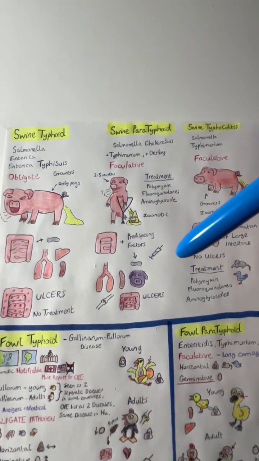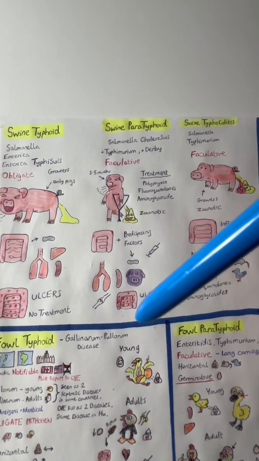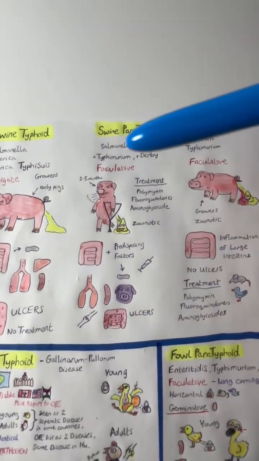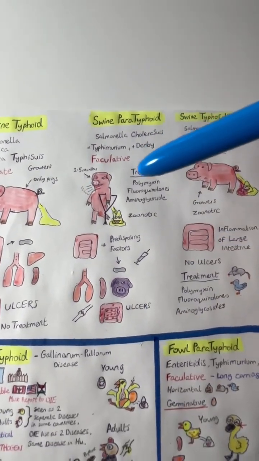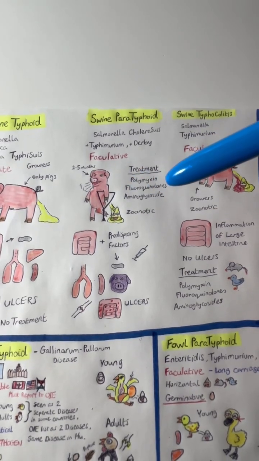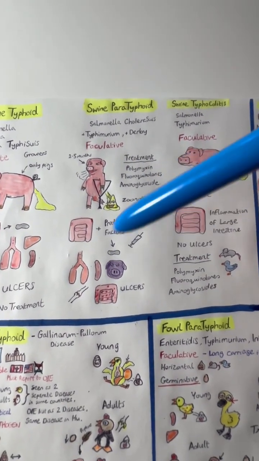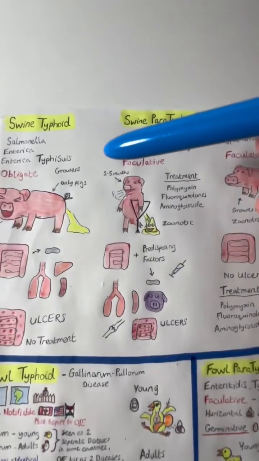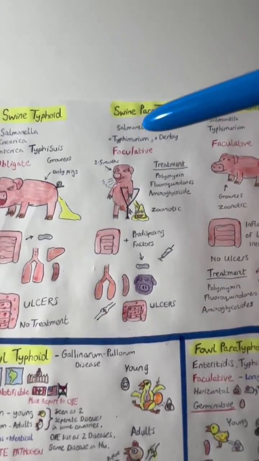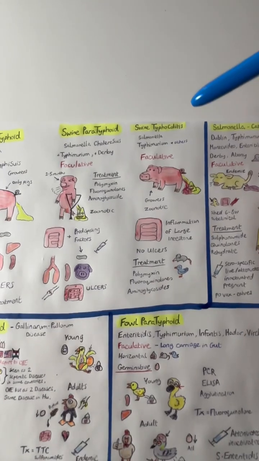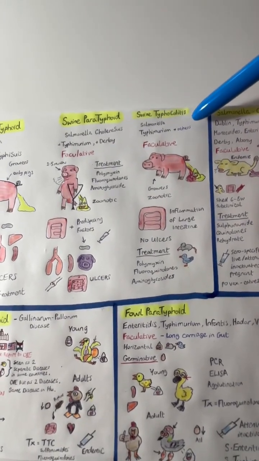In the post-mortem, we see ulcers in the small intestine and sometimes the large intestine. For treatment, you can give polymyxin, fluoroquinolones, and aminoglycosides. And for prevention, remove the predisposing factors, and you can also vaccinate them after weaning, since it affects pigs 2.5 months of age. For swine typhocolitis, it is caused by Salmonella typhimurium and other serovars.